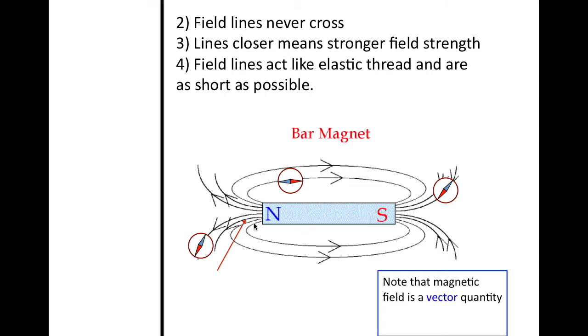You can see that closest to the north-seeking pole on the large magnet, the lines are closer together than on the sides, specifying that the field strength is strongest closest to the pole. The last characteristic is that field lines act like an elastic thread, and they are as short as possible. So you don't see these field lines all the way out here because they are being attracted, so it is as short as possible from the north to the south poles.